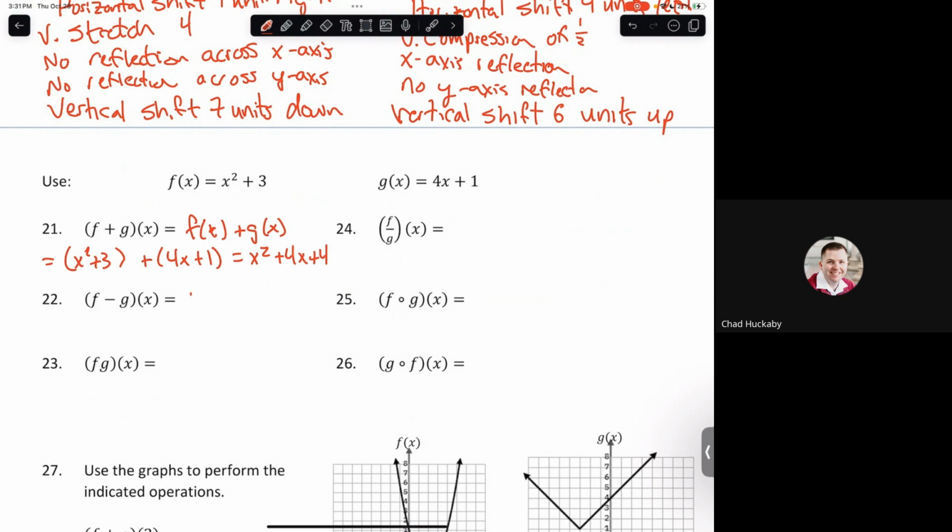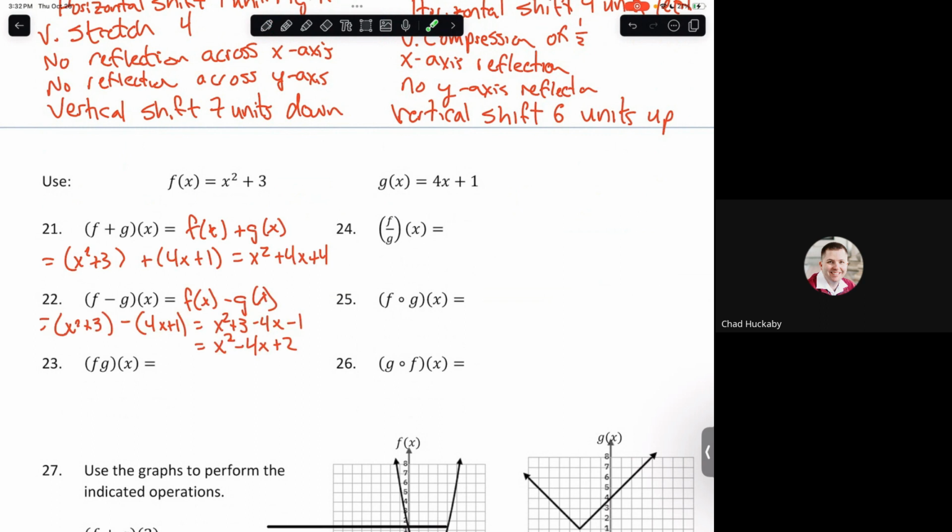Similarly, f minus g of x is f of x minus g of x. So we have x squared plus 3 minus 4x plus 1, which is x squared plus 3 minus 4x minus 1, which gives us x squared minus 4x, and 3 minus 1 is plus 2. Again, we distributed that negative. That's why we got the negative 4x and the negative 1 out of this.